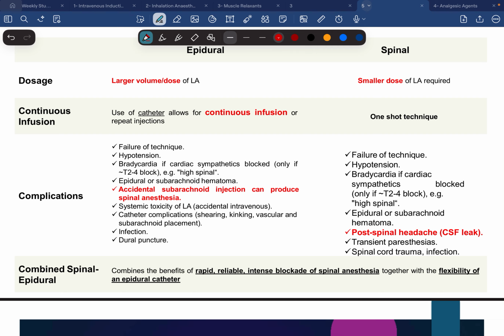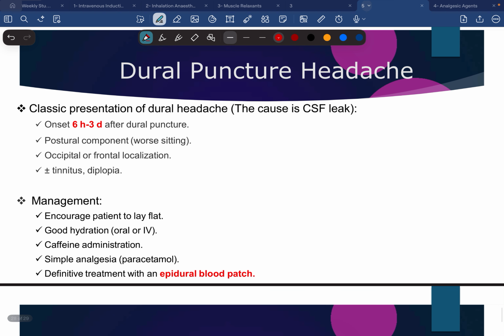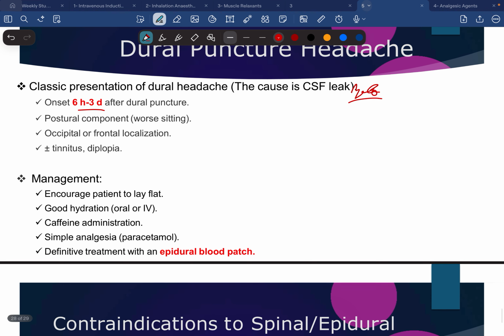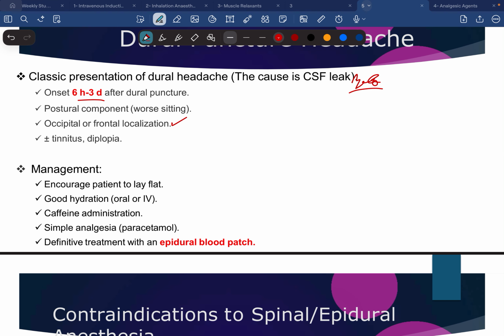Once that happens, there is more tension because the meninges are connected around the spinal cord and around the brain. So there is more tension around the brain, causing the headache, which we call post-dural puncture headache. It usually occurs within 6 hours up to 3 days after the dural puncture, because of the CSF leak and the tension of the meninges on the brain. It's usually positional, because once you sit there's more tension; if they lie down, it's fully relieved. Usually it's an occipital or frontal tension headache, and might present with other deficits, which can be a bit worrying, such as tinnitus and diplopia.